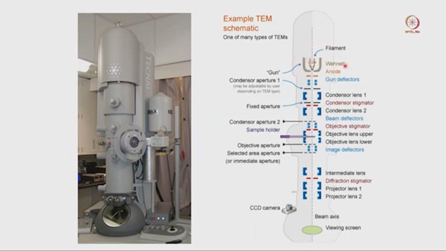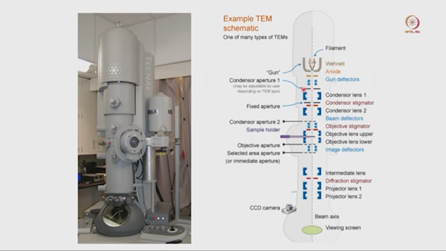Now if you look inside, what do you have? The filament has three different components, and this is called the electron gun. The electron gun has a filament, then a Wehnelt cylinder. This Wehnelt cylinder is very important; we will draw and explain why it is very important. And then there will be an anode. Electrons will come, and this is called the optical axis, which goes through the center of the microscope, this line.